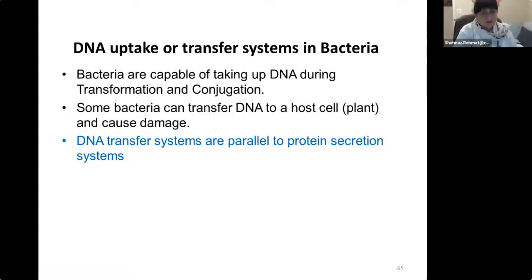Now remember, DNA is a macromolecule, and to go through a membrane, there must be some system through which it will be taken in or given out, right? So these DNA transfer systems we look at as parallel to protein secretion systems, and we have already identified some of our protein secretion systems that are capable of DNA transfer also. So in that same topic, we are now going to talk about DNA transfer and how it occurs.